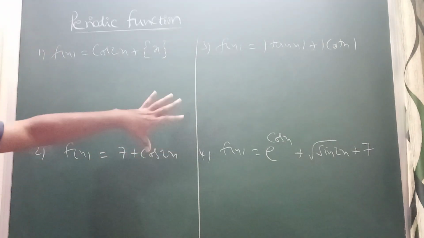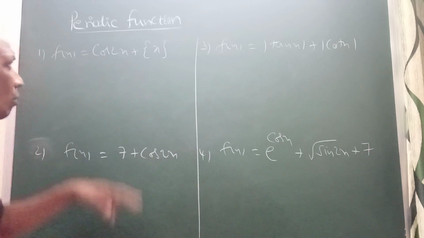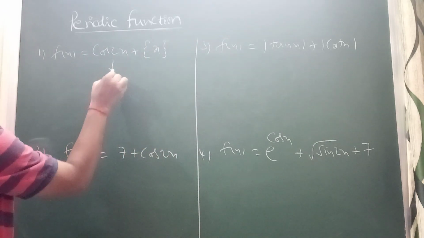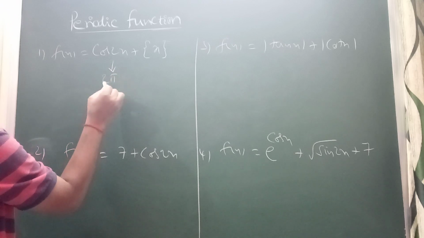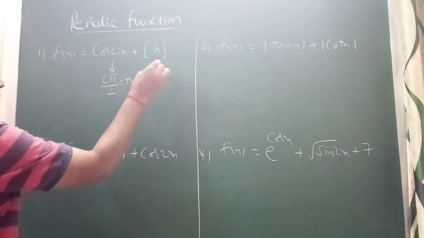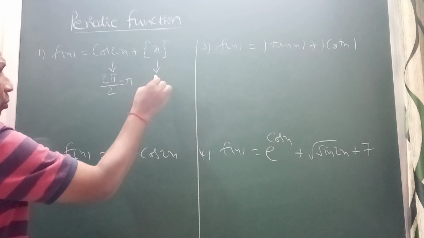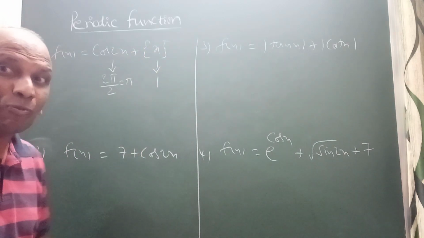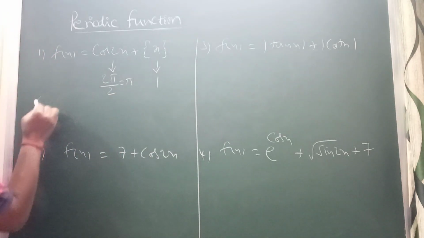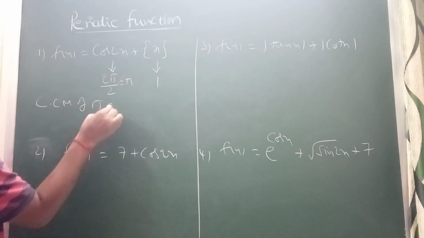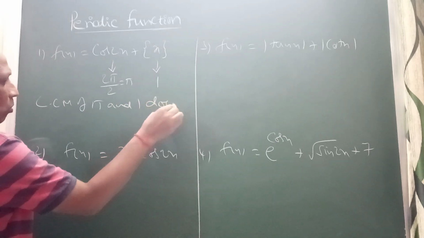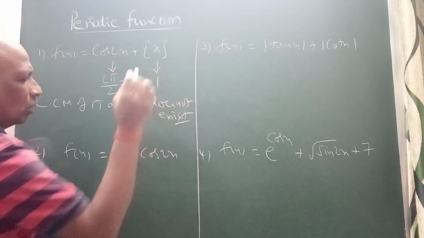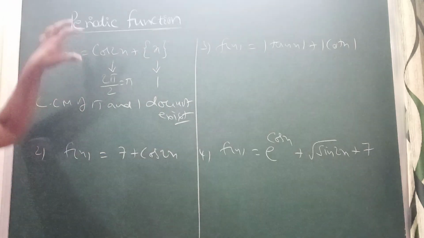Now see here, these are a few more model problems. What is the period of this function? You can think about the cos 2x period. So 2 pi by 2, this is pi. And for the fractional part of x, the period is 1. Correct? But the LCM of pi and 1 does not exist. You remember, the LCM of pi and 1 does not exist. So here f is not periodic.